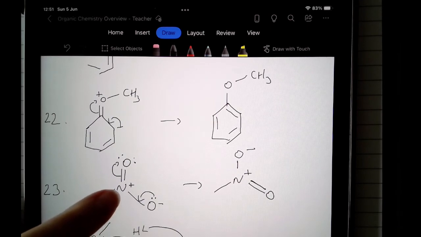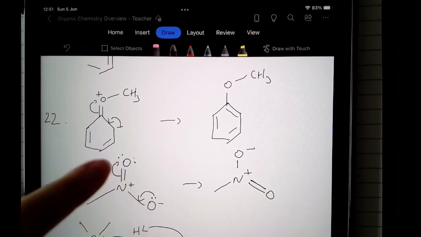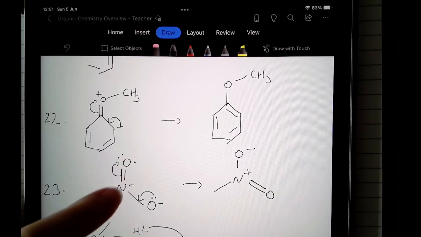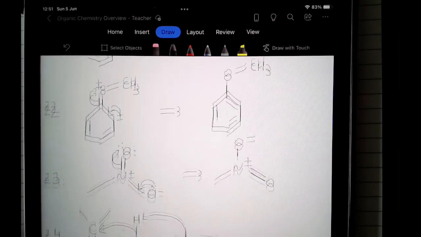The nitrogen is still going to be positive. It had lost an electron, so it initially gains those electrons when this covalent bond forms, but then it loses them again straight away. So overall, the nitrogen stays with the positive charge, but the negative moves from one oxygen to another.